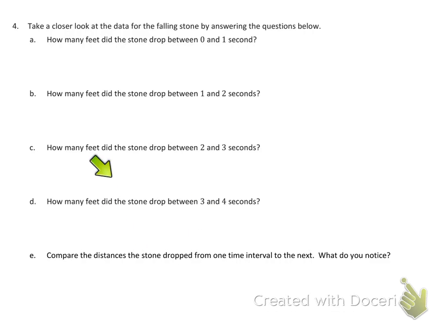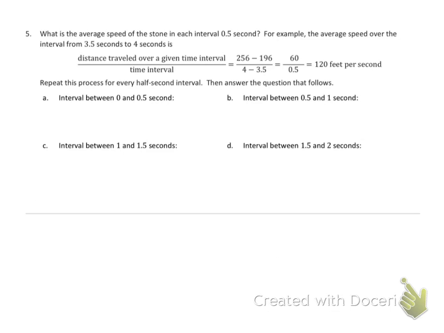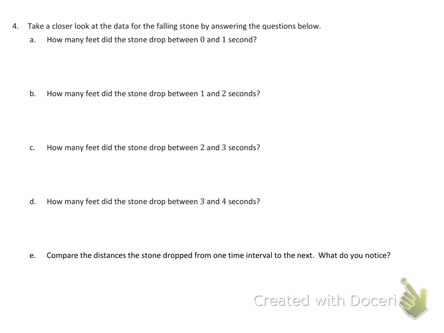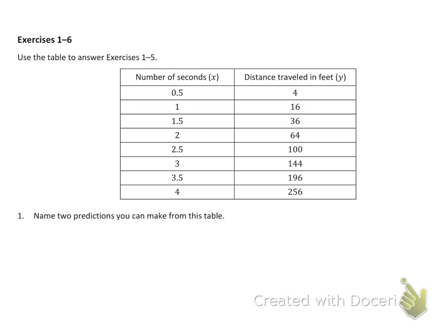So we're looking for patterns, right? We're looking at data and looking to see what we can discover. Number 5 will take you into that even more deeply, into the half-second intervals. And then finally in number 6, we're going to look for a pattern. Okay, so that's an overview of exercises 1 through 6. I'm going to let you go as far as you feel comfortable, and then come back and we'll check it together and talk about it a little bit more.